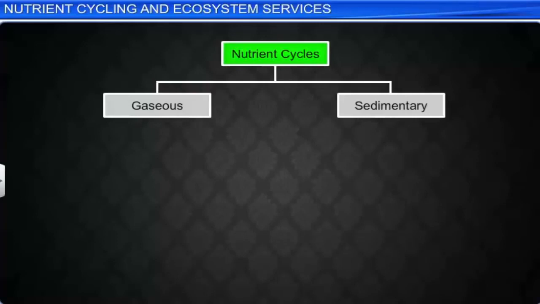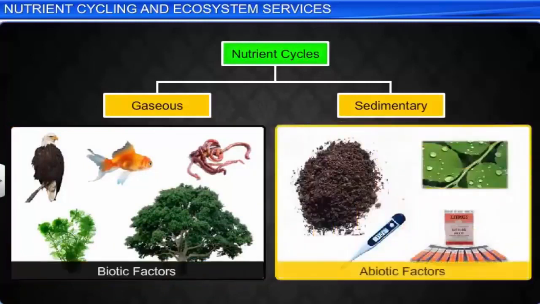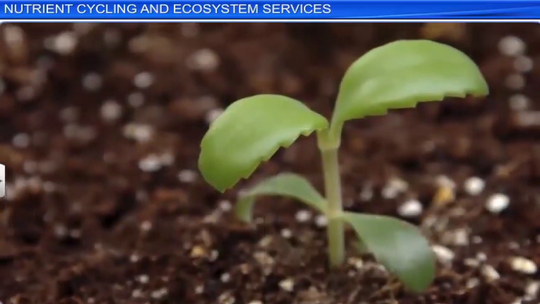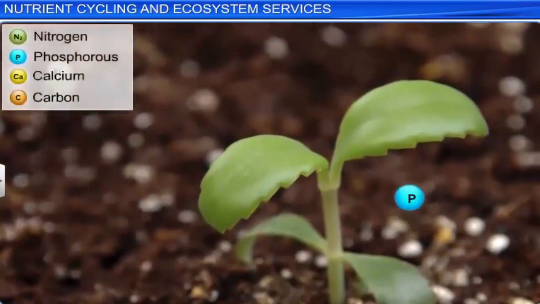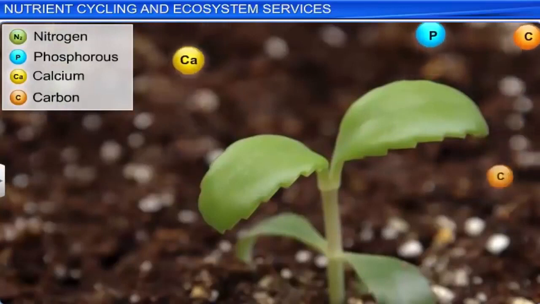The rate of release of nutrients into the atmosphere in both gaseous and sedimentary cycles is regulated by biotic factors or living organisms, as well as abiotic factors such as soil, temperature, moisture, and pH. At any given time, the amount of nutrients such as nitrogen, phosphorus, calcium, and carbon in soil is known as standing state.